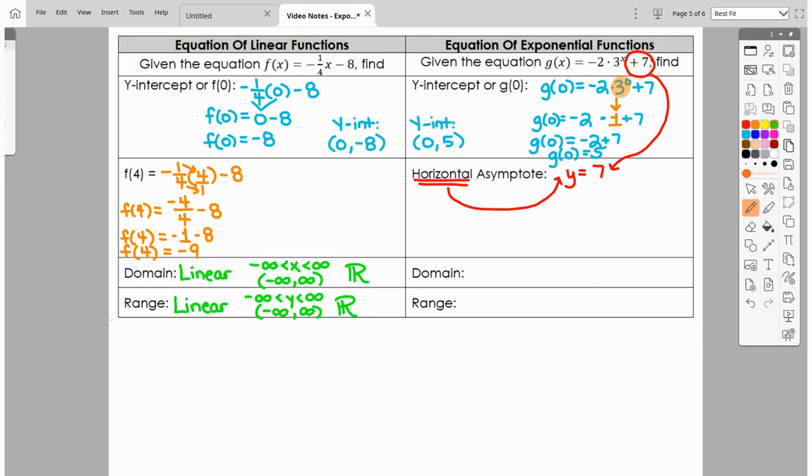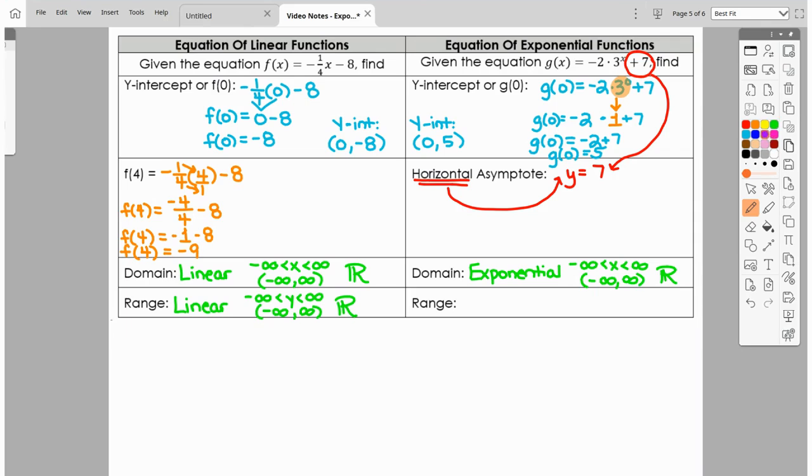We go ahead and look at the domain of our exponential equation. Because it's an exponential equation, we know the domain is going to be all real numbers as well. So that's going to be -infinity being less than x being less than infinity, -infinity comma infinity, and then writing the all real numbers case.